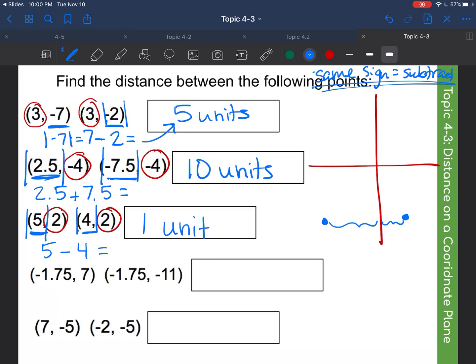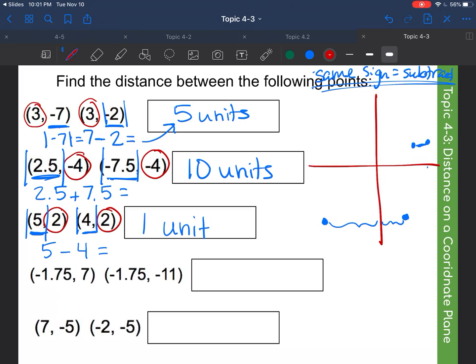Okay, and if we were to graph that, (5, 2) and (4, 2), and again, I'm just graphing these to show you so you understand where they are, we can see that they're just 1 unit apart, okay? Complete the next one by yourself. Find out how many units apart (negative 1.75, 7) and (negative 1.75, negative 11) are from each other. So again, circle the same number and then deal with the numbers that you did not circle to decide what to do with those.